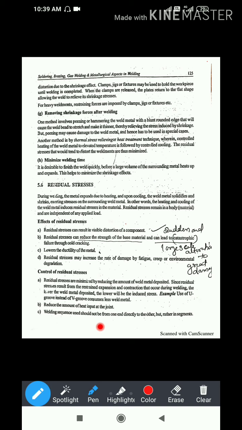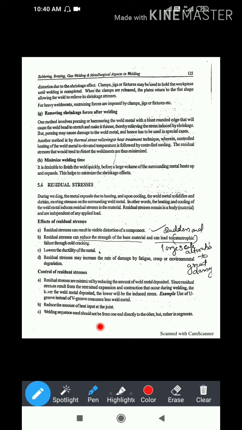If you are controlling the arc temperature, then the timing of the metal to melt, the fusion timing and the solidification timing, that is the cooling rate, can also be controlled.